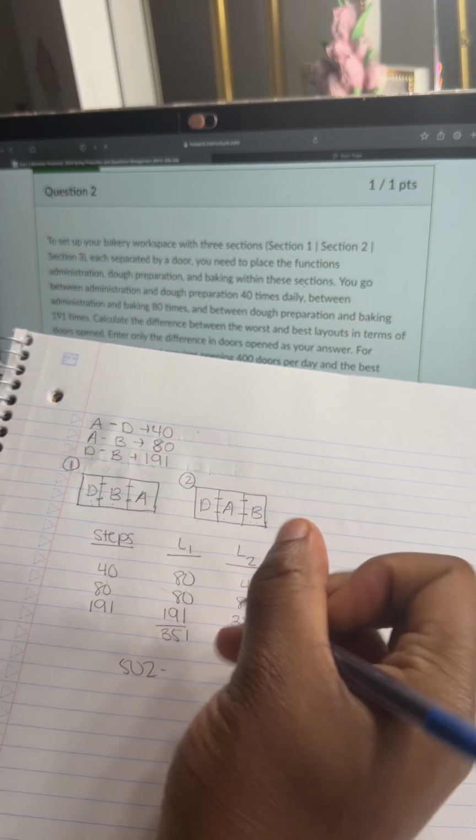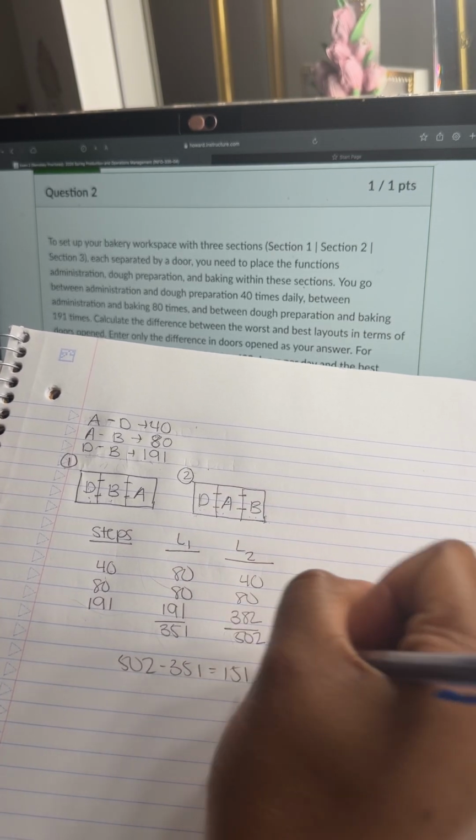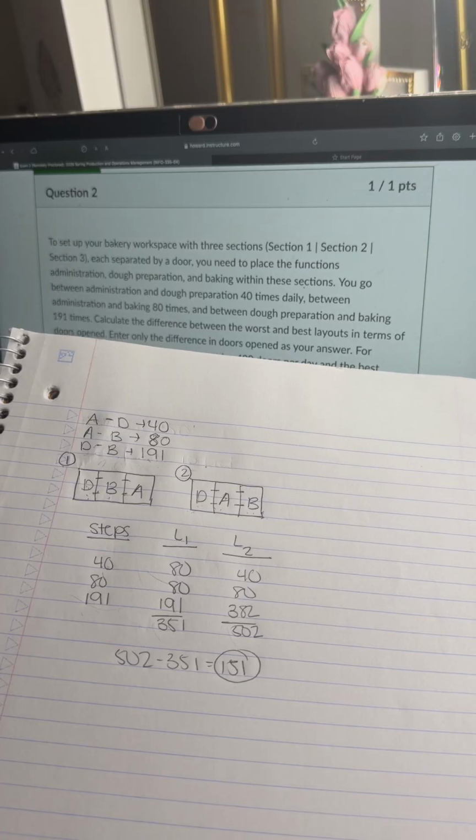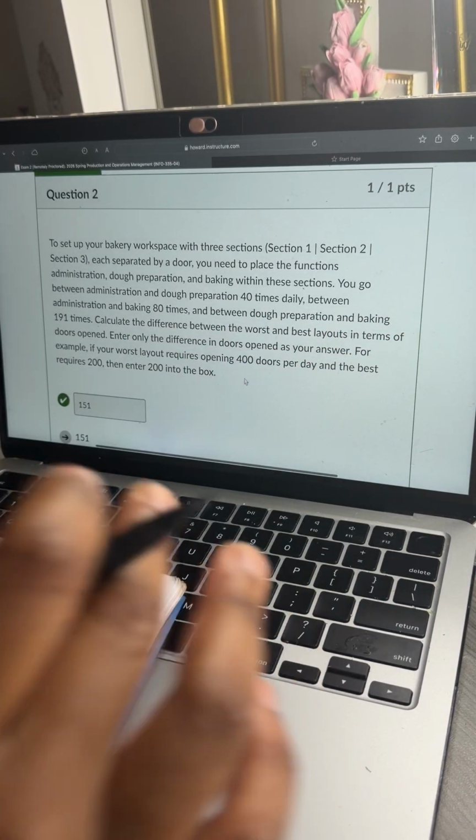So now, since the question is asking us for the difference, we just take 502 minus 351, and we get 151. And that's the answer because they asked us for the difference. And as you can see, that's the answer right here.